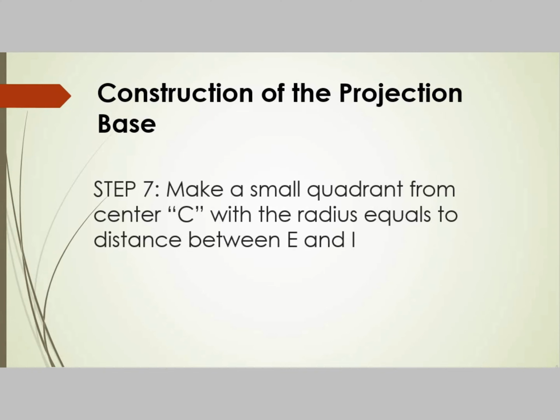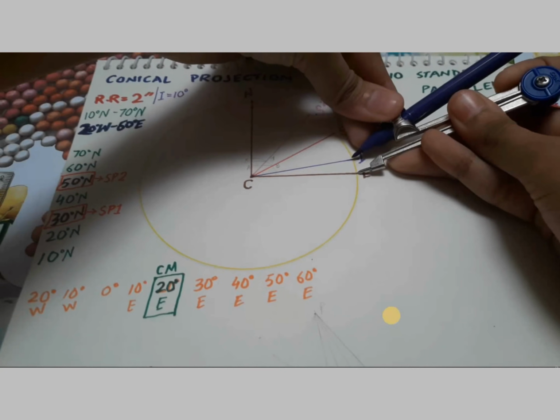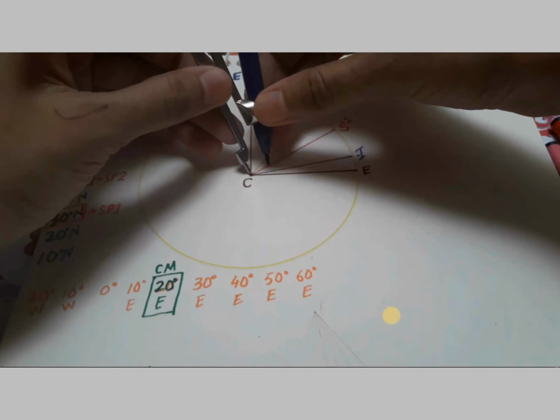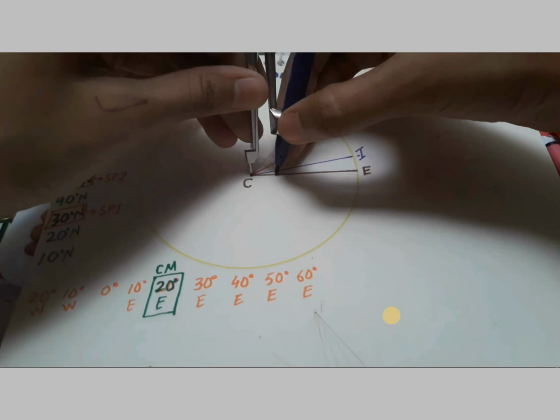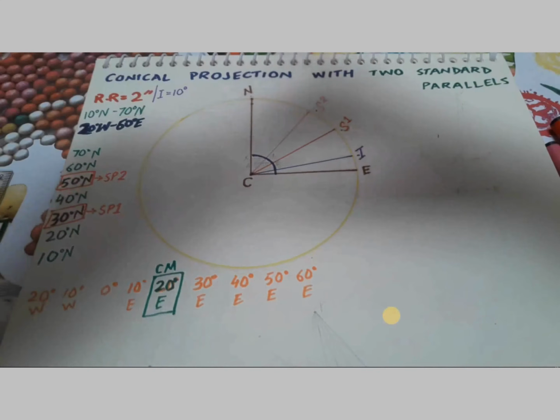Next step is to mark a small quadrant from the center C by using the radius equal to the distance between E and I. So let's see how it is done. So we will open a radius equal to EI, keeping the compass at C. We will make a small quadrant. This is a small quadrant.